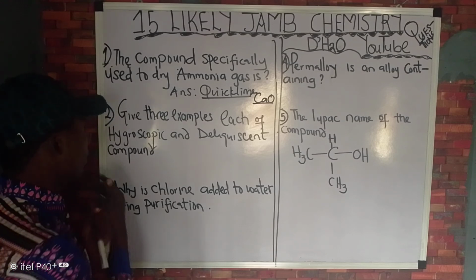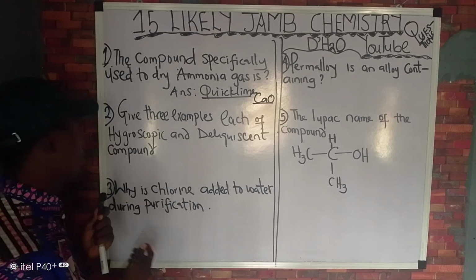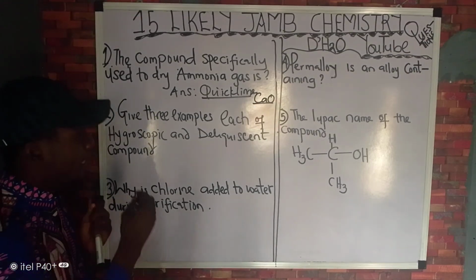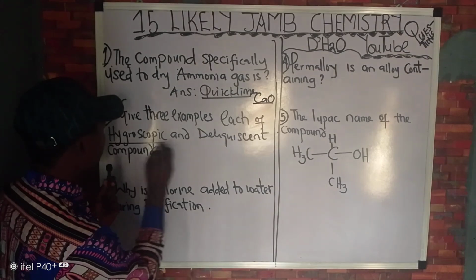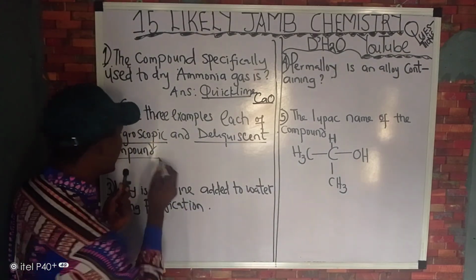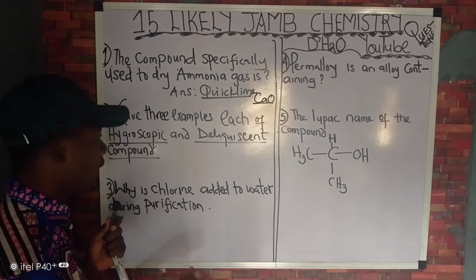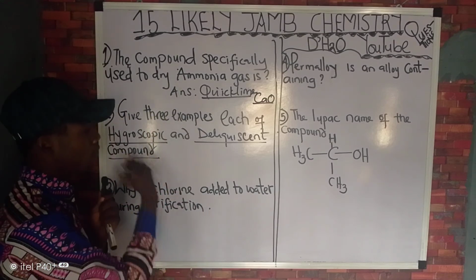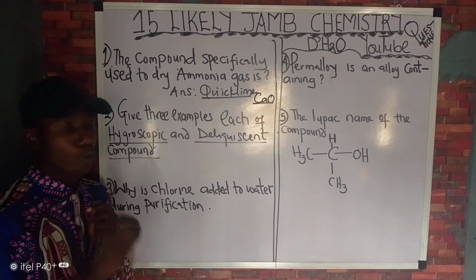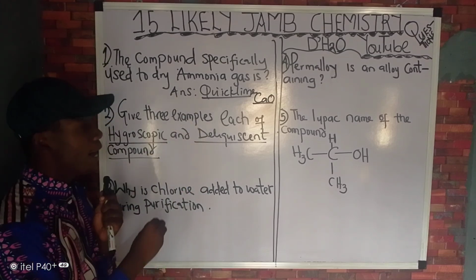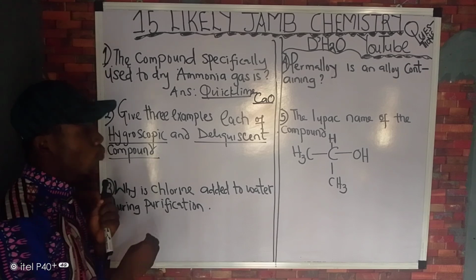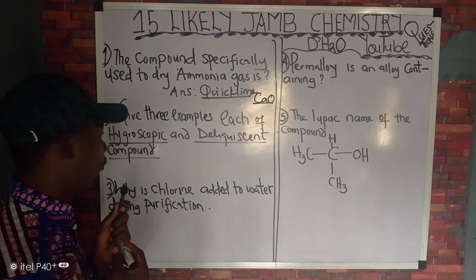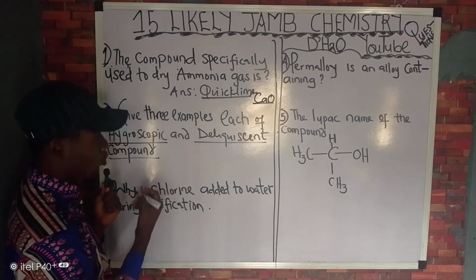Question number 2. Give 3 examples each of hygroscopic and deliquescent compound. Why did I decide to do this? In the first day of JAMB, this particular question came out. In the second day of JAMB, they brought something similar to this. So if you know the examples of hygroscopic and the examples of deliquescent, you will be able to answer this question. Okay? Now, first of all, let's begin with the word hygroscopic.